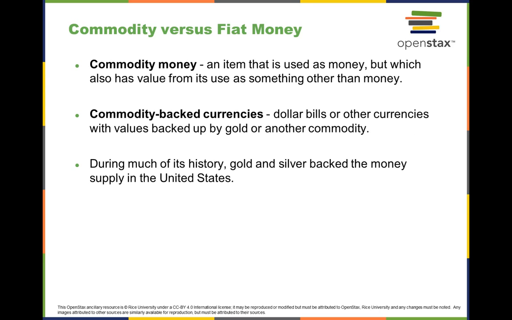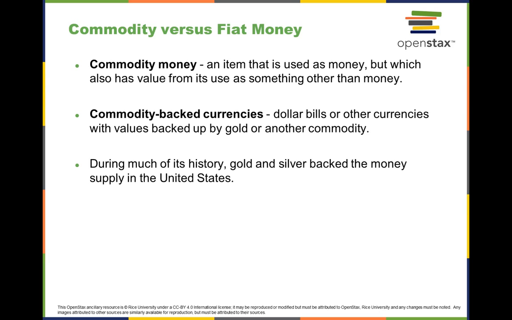Commodity money is when an actual item is used as money that also has value as itself. So if we were using seashells as money, it's because the seashells are valuable. They can also be used for jewelry or crafts. And then we also use them as money.